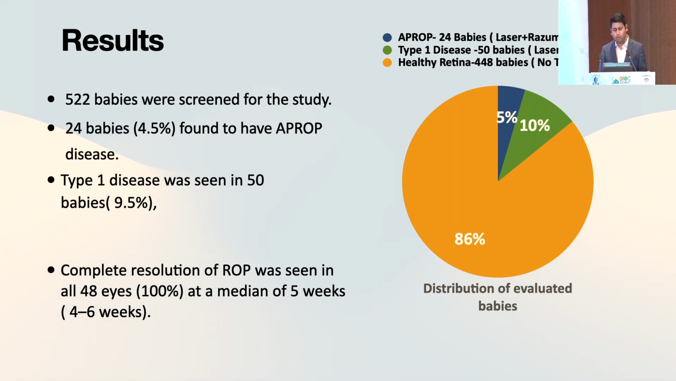Among the 522 babies screened for the study, 24 babies were found to have APROP disease and were given razumab injection, and after a median of 5 weeks, they were lasered. In 50 babies, we found type 1 disease and they were given laser only, and 448 babies were normal. Complete resolution of ROP was seen in all 48 eyes.